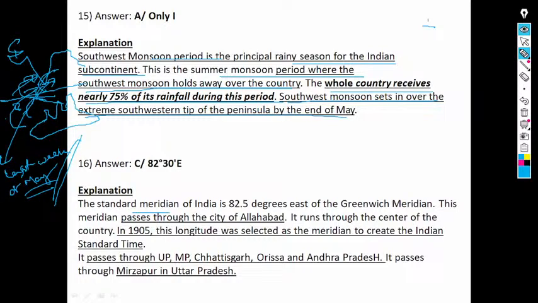The standard meridian of India is 82.5 degrees east of the Greenwich meridian. Particularly, this meridian passes through the city of Allahabad. That is the standard meridian, 82.5 degrees east.